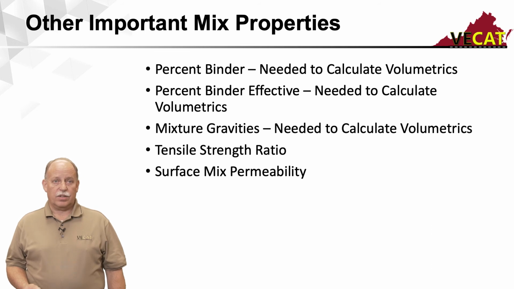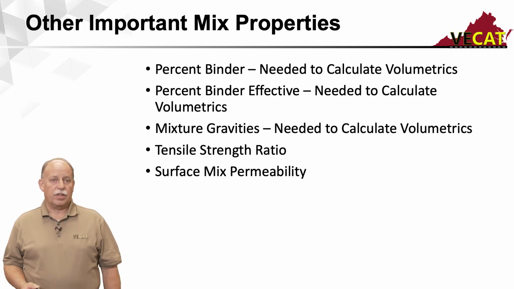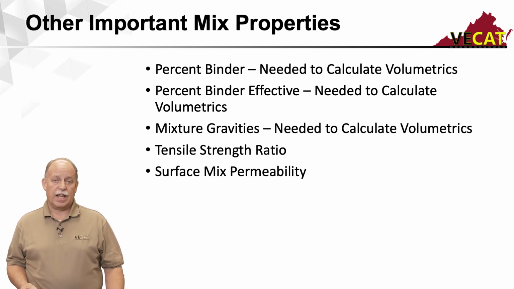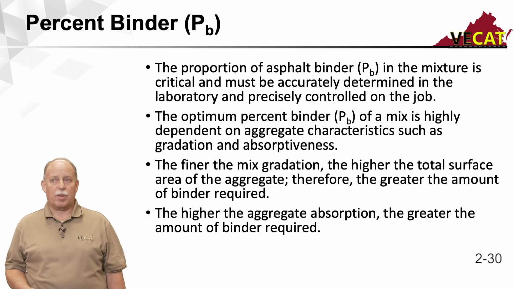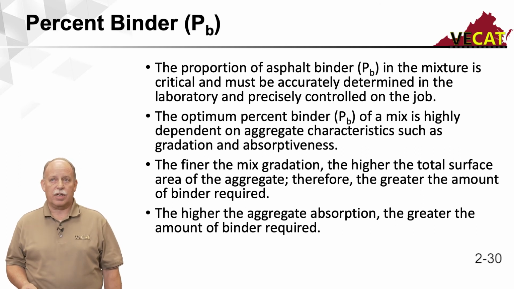You need the tensile strength ratio. Tensile strength ratio is used to determine the stripping susceptibility of the actual mix that you've produced, and it has to be 80 or above. And then you have surface mix permeability. That percent binder is the portion of the mix that is critical and must be accurately determined in the laboratory and precisely controlled on the job.